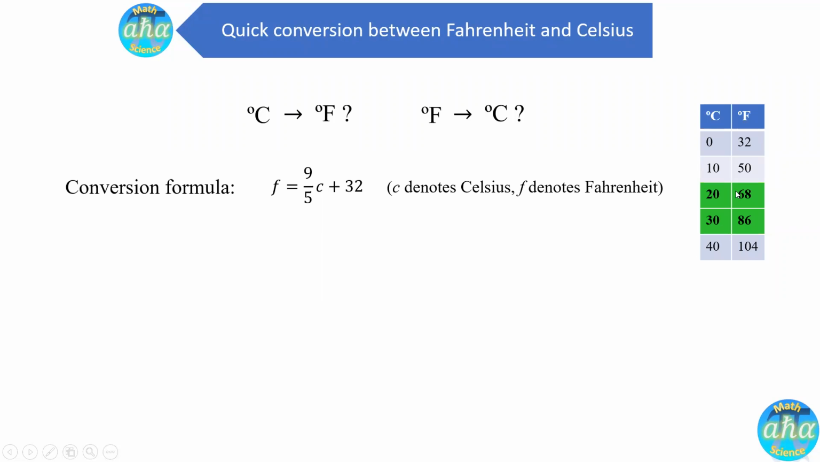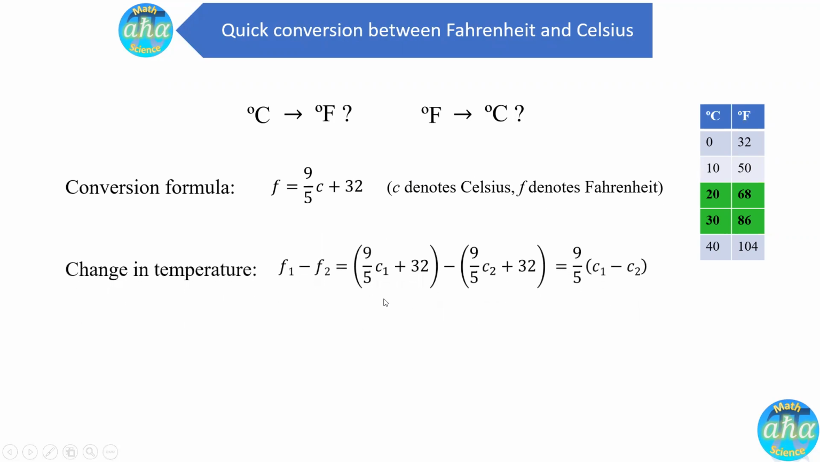Now, what if a number is none of these easy numbers? Then the conversion requires actually plugging the numbers into this equation and doing the calculations. That can sometimes be very tedious. So we want to show you a very quick way of converting a temperature in C to Fahrenheit and vice versa. So the trick here is actually to consider the temperature change.